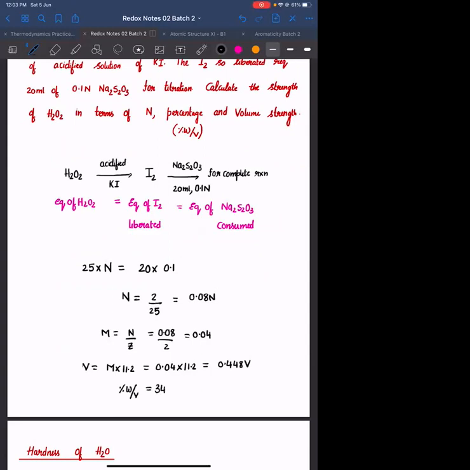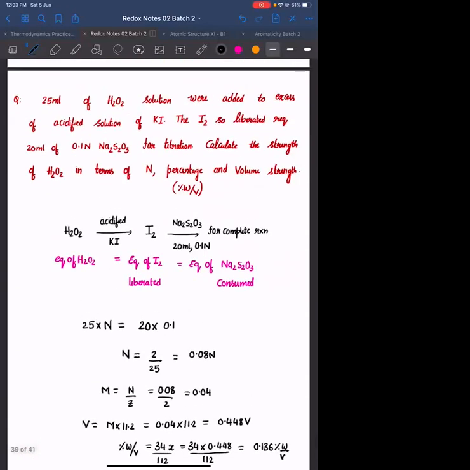What is percentage weight by volume? Equal to 34x upon 112, which is 34 into x, which is 0.448, upon 112. This comes out to be 0.136. Agreed. Clear? Yes sir. Okay.